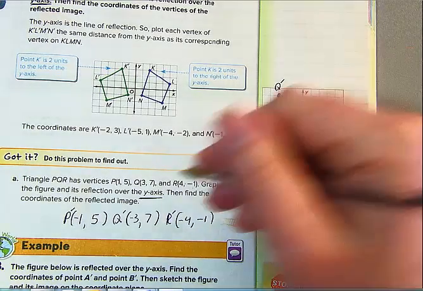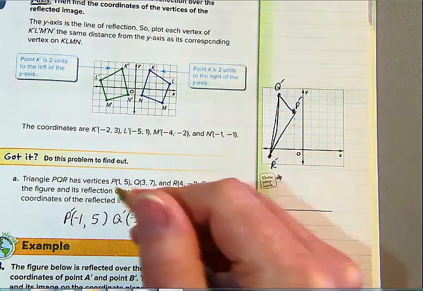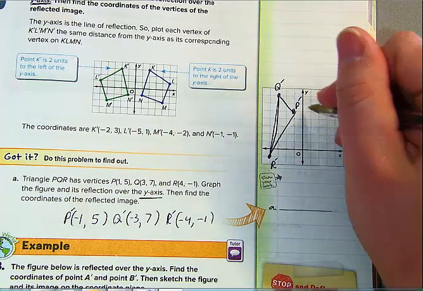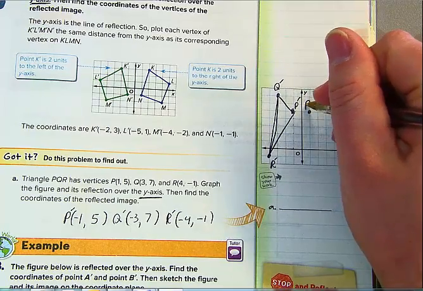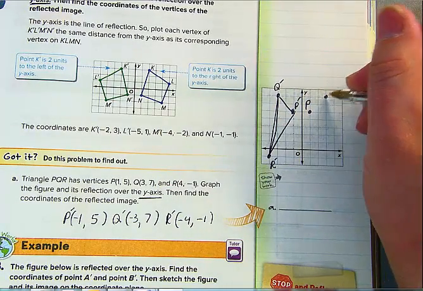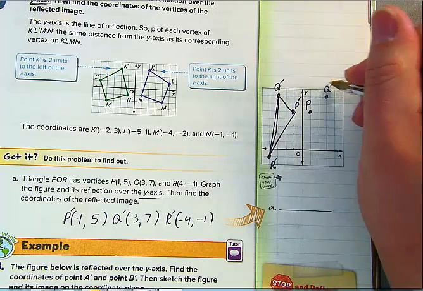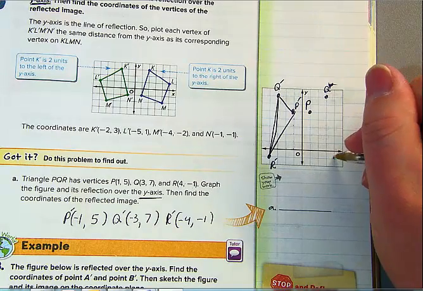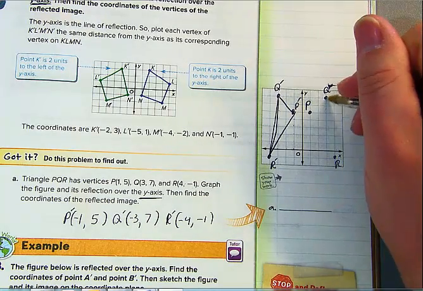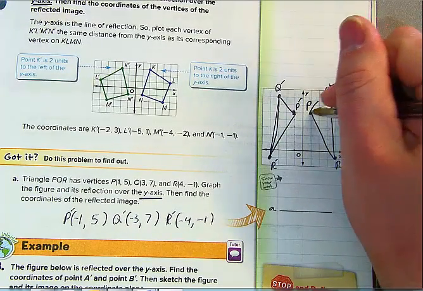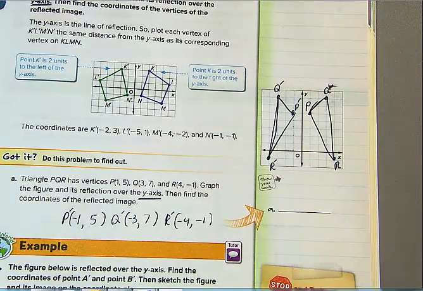So now I need to graph the original figure because it says graph the original and its reflection. I'm going to graph the original (1, 5), forward 1, up 5. That's P. Forward 3, up 7. That's Q. Oh, not prime, just Q. And then R is forward 4, down 1. That's R. I connect my dots. And if you have any artistic ability whatsoever, which I do not, they should still look fairly similar. Okay? So there you go.